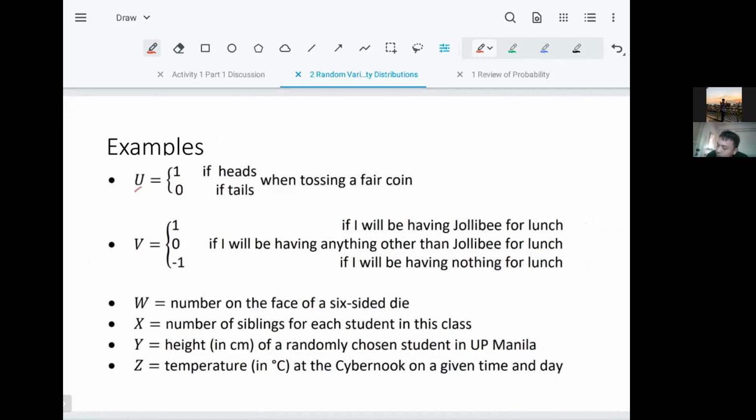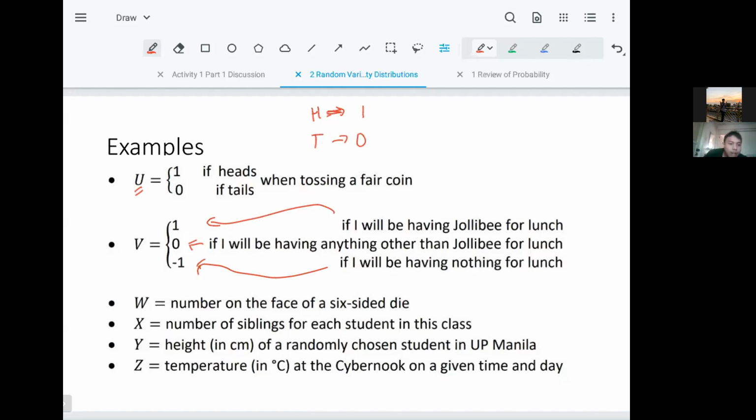So the random variable U takes on the value 1 if I get heads when tossing a fair coin, 0 if tails. So basically, the random variable U counts the number of heads in one toss of a coin, diba? So anong nangyayari dito? May mapping siya na nangyayari. So kapag H, event ko is H, 1 yung magiging value ni random variable. Kapag T, 0 siya. Same with random variable V. Pag Jollibee kakainin mo, 1. Kapag hindi Jollibee, 0. Pag hindi ka kakain, negative 1. So may events ka na nangyayari. We assign real numbers to each corresponding event. Diba?